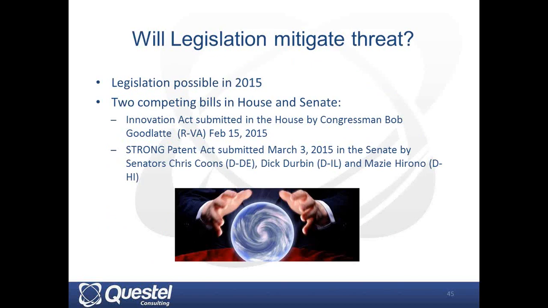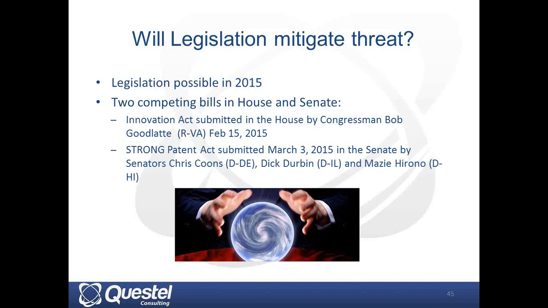Finally, and I think this is the last slide, will legislation mitigate the threat? Well, it's possible that we'll see patent reform again in 2015. There are, at least as of today, I believe, only two competing bills, one in the House, one in the Senate. The Innovation Act was submitted in February by Congressman Bob Goodlatte. That's essentially the bill that passed in 2014, but it's been reintroduced in 2015.